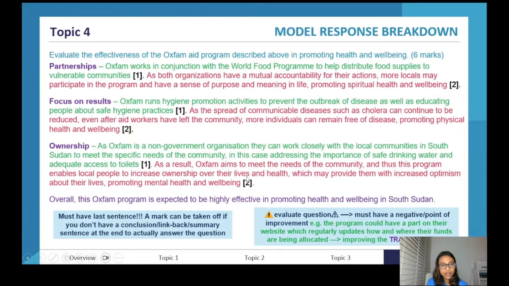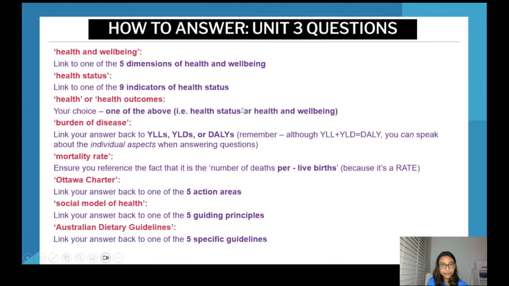Oh dear, I'll go back. Yeah, fourth point. And then the program could have a part of their website which regularly updates how and where their funds are being allocated. So that's your transparency point. And then you must have a last sentence. That last sentence, your last link sentence, summary sentence, conclusion sentence, links back so that you're actually answering the initial question being asked.